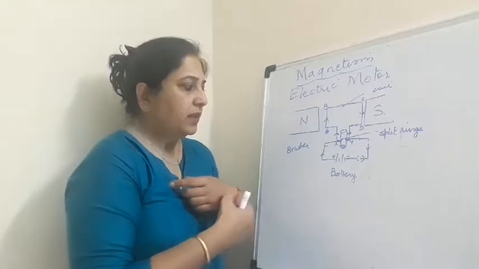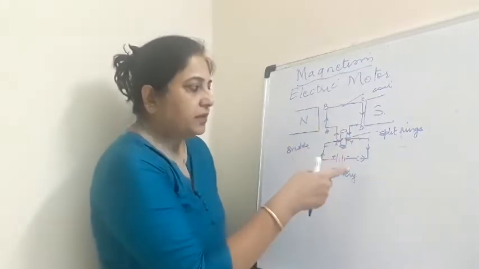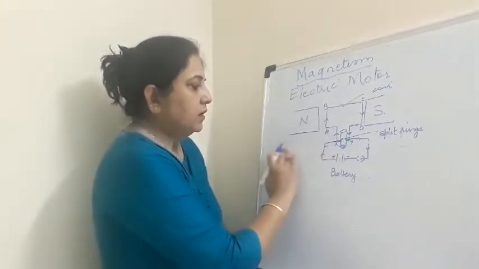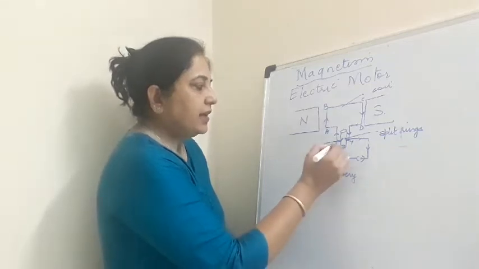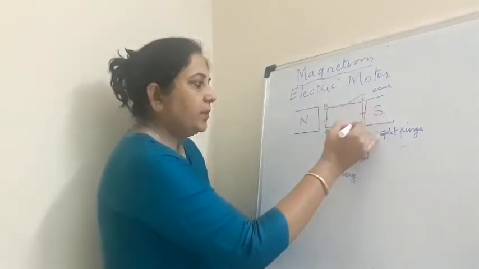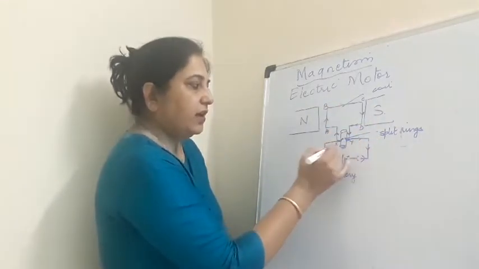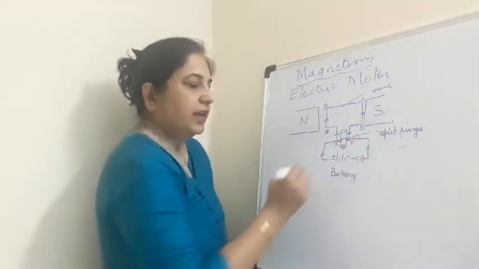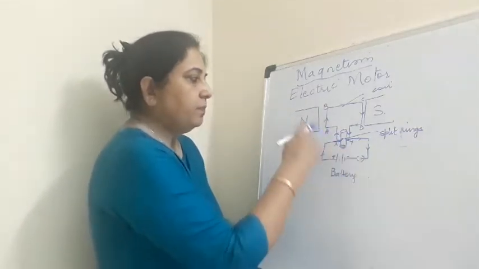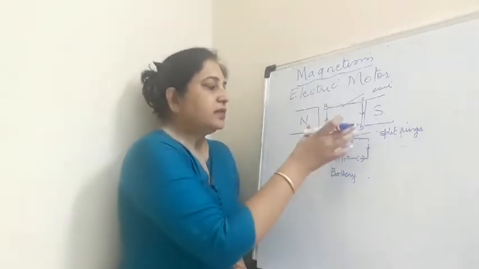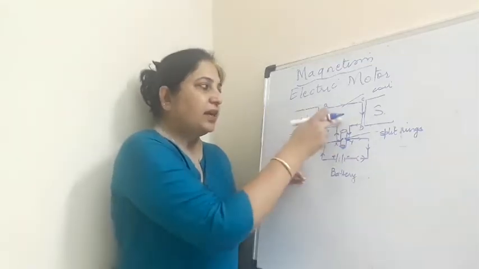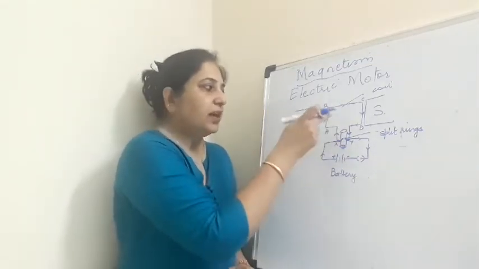Now, what happens when the current flows? When the connections are complete, the current starts flowing from the positive terminal, enters X, and then enters A, B, C, B to C, C to D, D back to Y. What are X and Y? Brushes. And then it goes back to the negative terminal. So the whole circuit is complete, and the current flows. Now you know that this current carrying coil is placed in a magnetic field. So definitely a force will act on this coil.